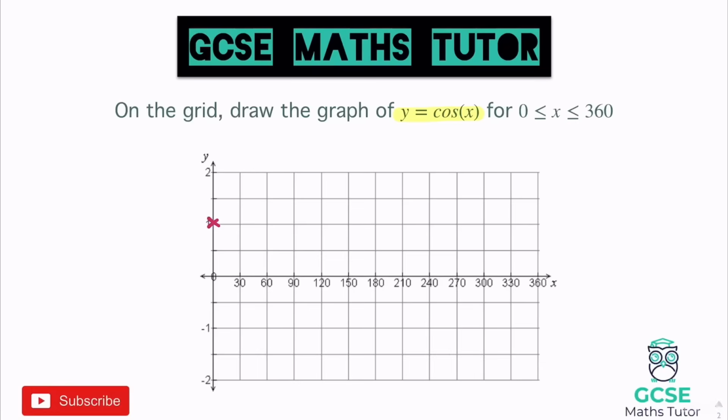So 0.86, it's just there. And we put cos 60 in, and we get a half. Cos 90 gets us 0. And then it starts to dip below again. If I put cos 120 in, that now dips down to minus a half. Then we get minus 0.86. Then we get minus 1. Then we get minus 0.86 again, minus a half, 0, a half, 0.86. And cos 360 finishes on 1.